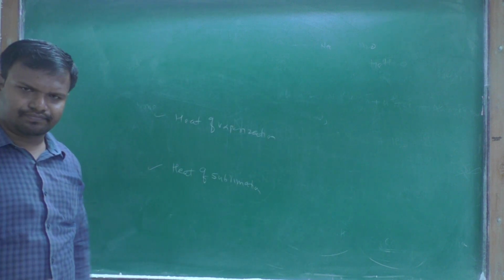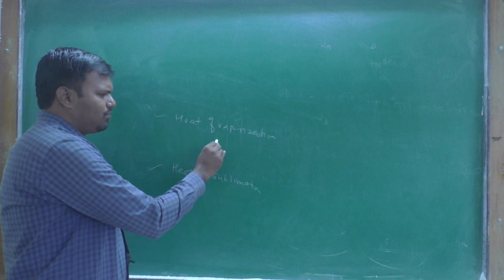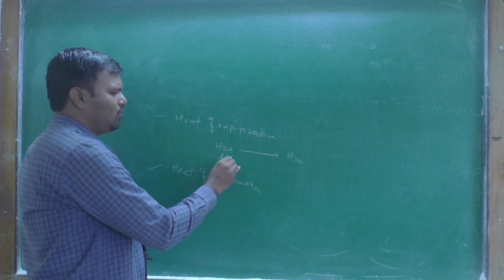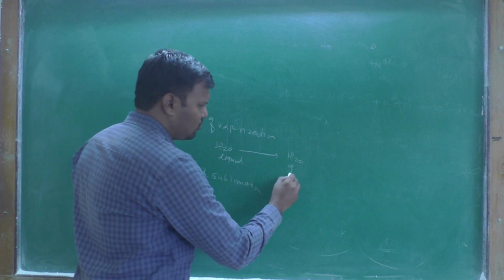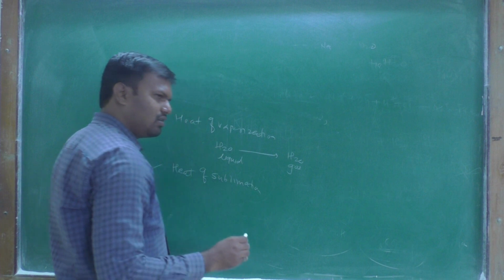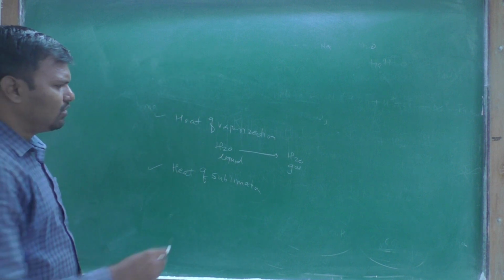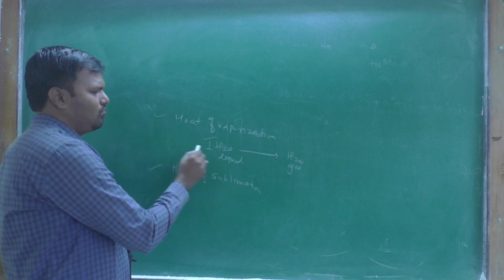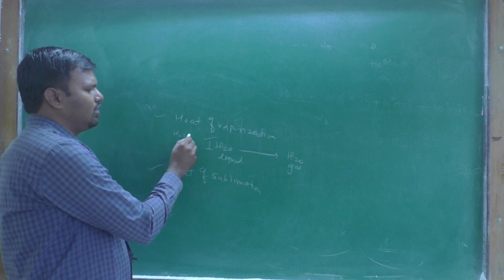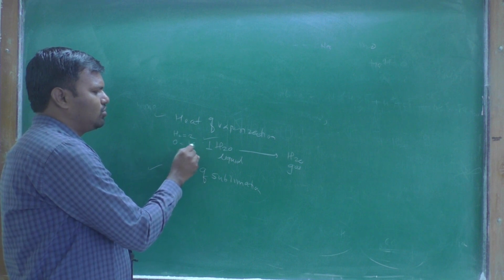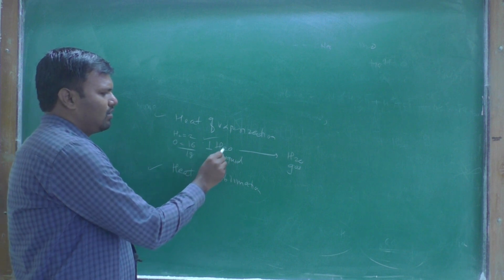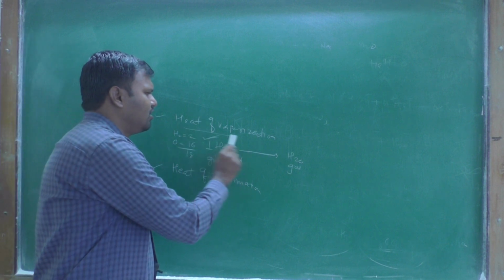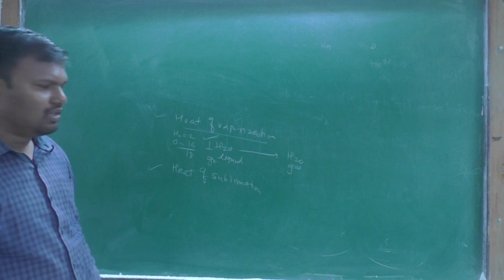Heat of vaporization. Suppose we have H2O liquid, it gives H2O in gas form or in steam form. You use 1 mole of H2O. How much is the quantity? H2 is twice, 2. Oxygen is 1, 16. 18 gram is your 1 mole of H2O. You have to take the quantity as 1 mole for measuring the heat of vaporization.